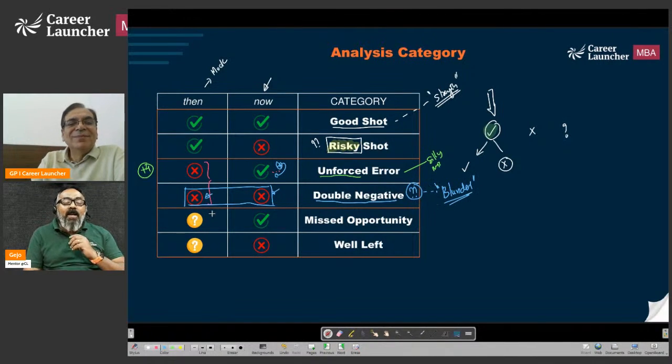ये तो मतलब, if let's say in your paper you realize a substantial number of errors that you're making are errors in this particular category, मतलब तू रिस्क ले रहा है. So then you probably have to evaluate these 2 things. ये हो गया double negative.